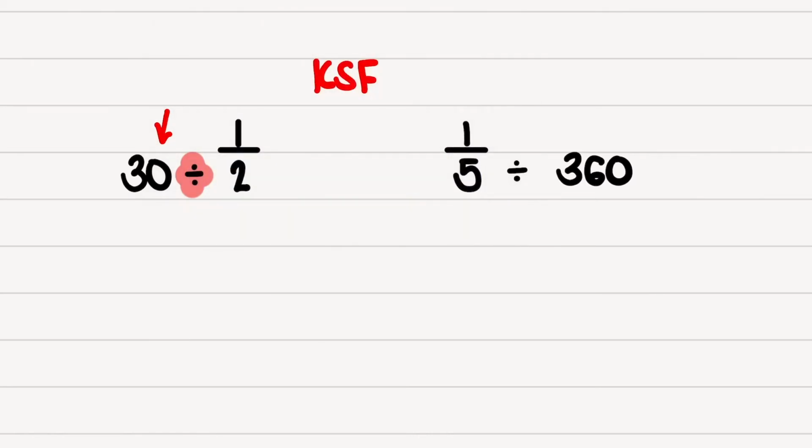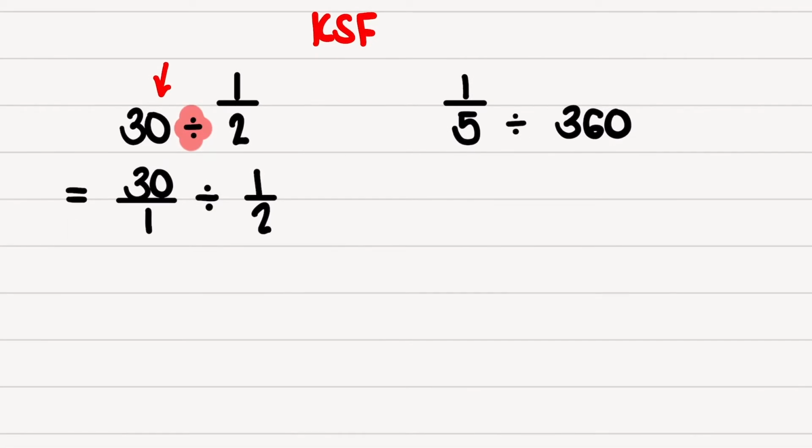So what I'm going to do is, at first, keep everything exactly the same so that I can make the 30 into a fraction. So you can see that I'm keeping the division sign because I'm not actually dividing anything. I'm just keeping the 30 the same by changing it into a fraction.